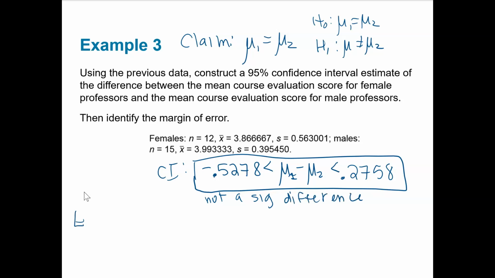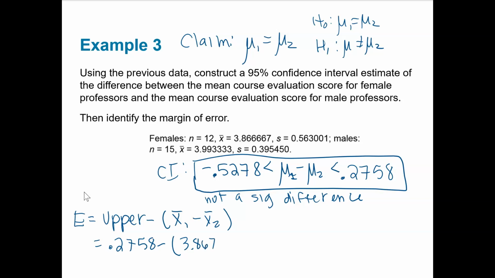It wants us to identify the margin of error. We can find the margin of error by taking the upper limit and subtracting the difference between the two means. So our upper limit is 0.2758, and we can take our difference of means right from the data. When we calculate that, 0.2758 minus, use that parenthesis, 3.867 minus 3.993, we get a margin of error of about 0.4018.